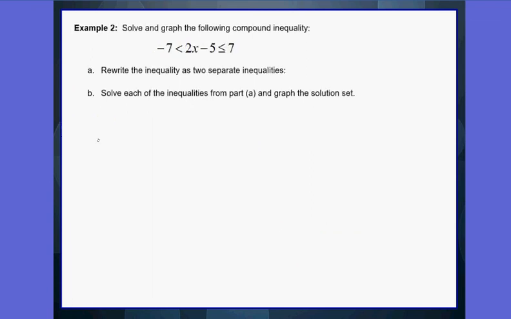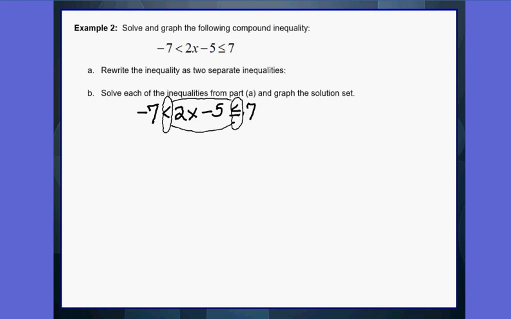Okay, problem 2. We have to solve and graph this inequality. Let's start out by copying it down. And now for part A, I have to find where the cookies would be, the two inequality symbols. Here's the frosting in the middle. And remember, the frosting, when you pull apart that cookie, goes to both sides.